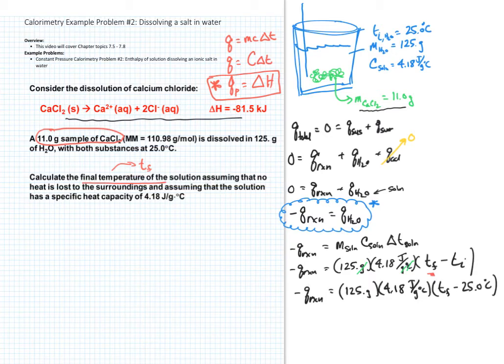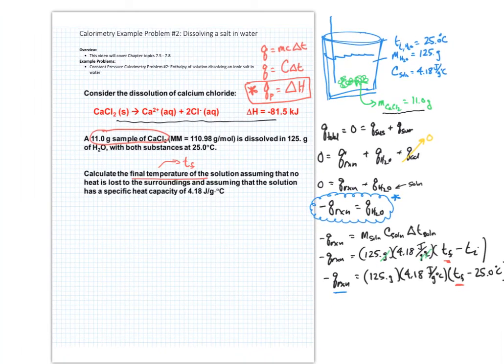Okay, so right now we have one equation with two unknowns. We've got Q reaction that's unknown. We also have this TF that's unknown. We're trying to find TF. So we're going to need to figure out what this Q reaction is. And that's where we come back to our original equation. So let's think about how to deal with Q reaction. All right, so Q reaction is going to be related to the delta H value in the equation. It's going to scale with the delta H value. In other words, if we had a mole of stuff, I would know the Q reaction was minus 81.5 kilojoules.